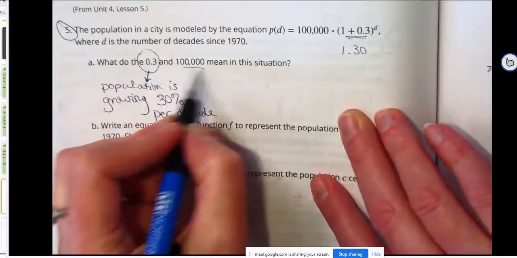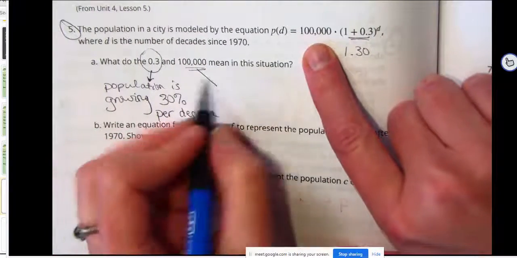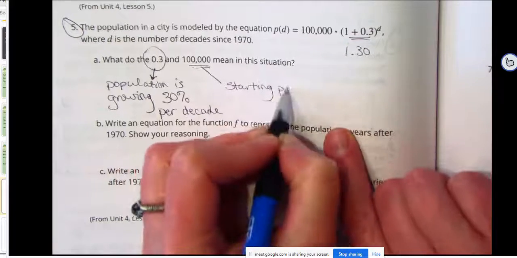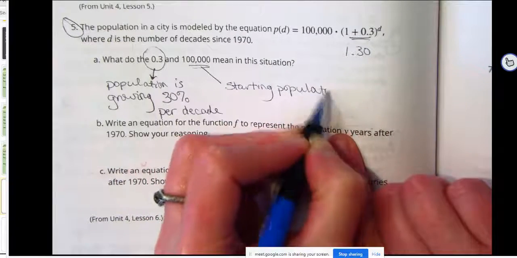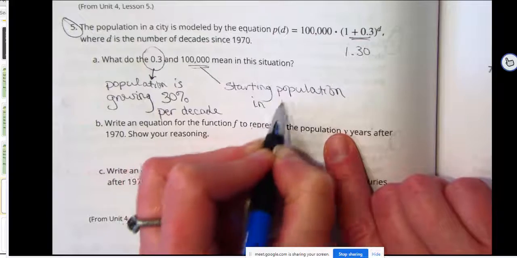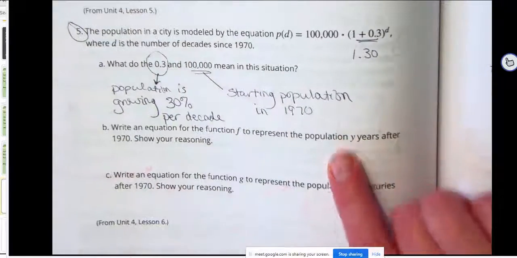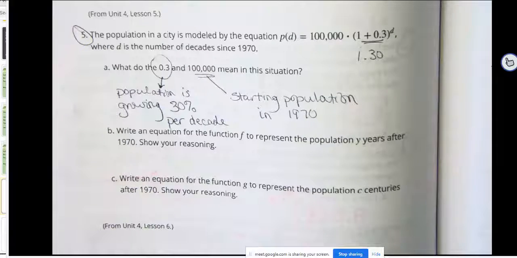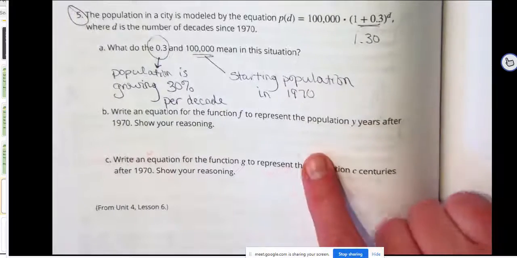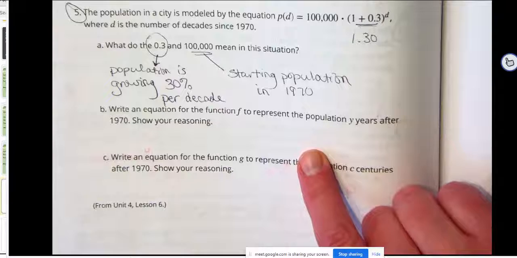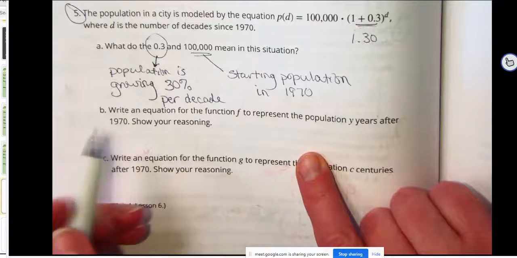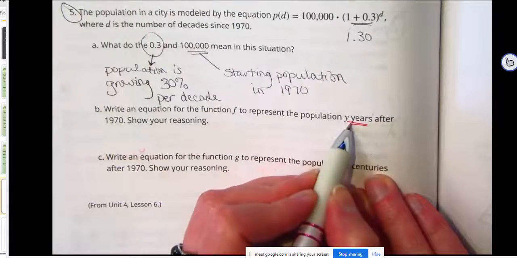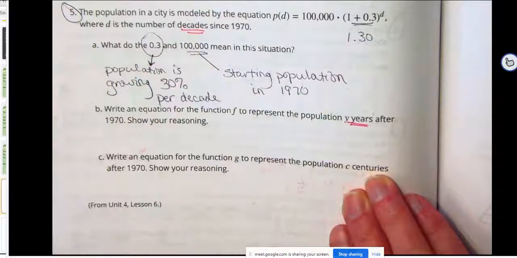The 100,000 is in our starting amount position, so it's our starting population in the year 1970. Now part B and C are just like question 3 that we just looked at. We're just changing units. So it's looking for years instead of decades.